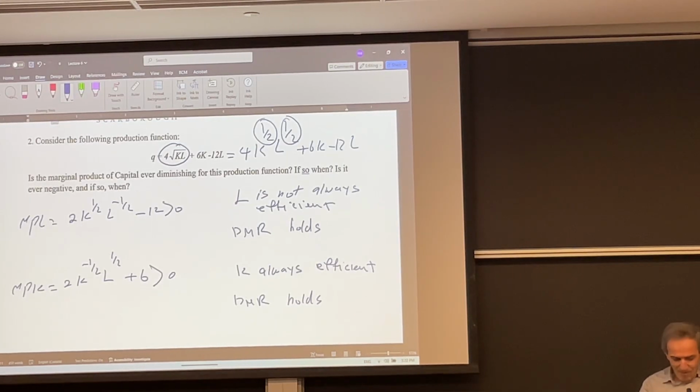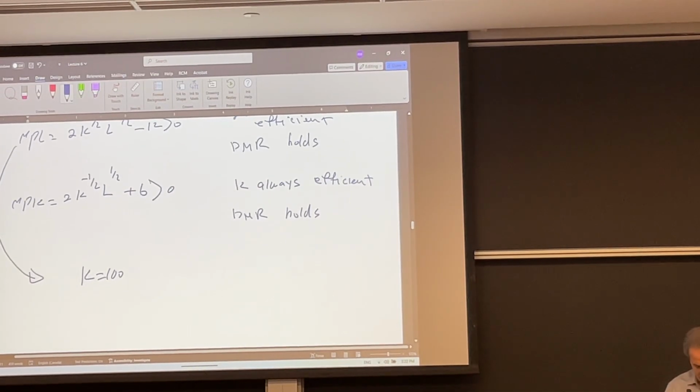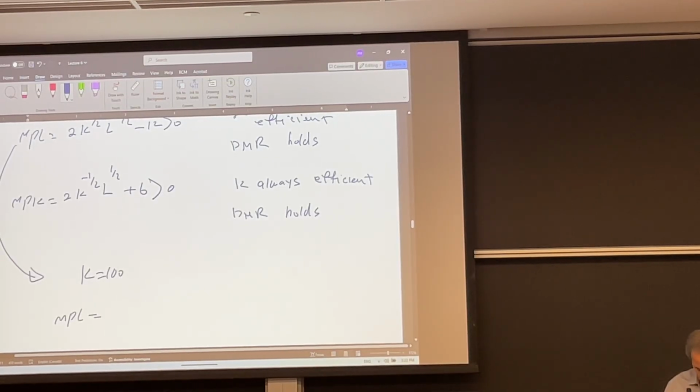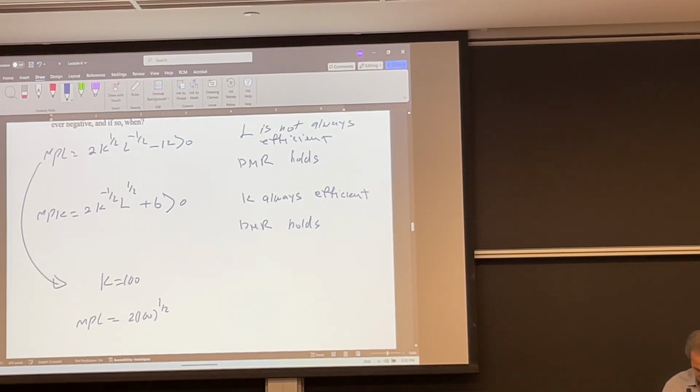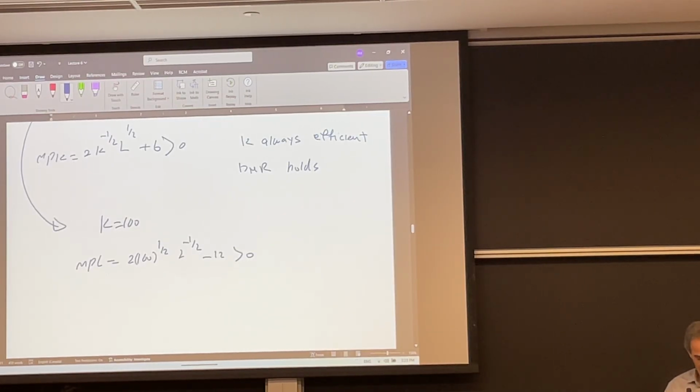Anyway. Okay. Now let's go to the first one. The labor is not always efficient. Suppose you use 100 capital. Make sense? Then MPL at that level of capital will be this. This must be more than 0. That limits the labor then. If you decide to use 100 capital, that must be more than 0. That gives you the maximum labor you can use.